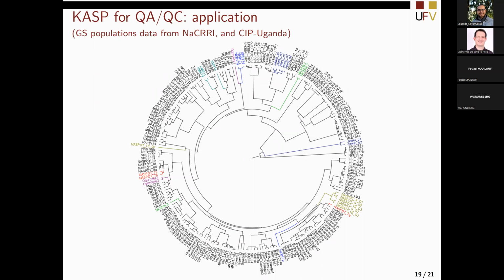So going from validation to the actual application, we fingerprinted our whole genomic selection populations from Nakri and SIP Uganda. We were also able to detect some mislabeling, right? Some individuals we would expect to cluster together are actually far away. So these are all things that we are trying to figure out.